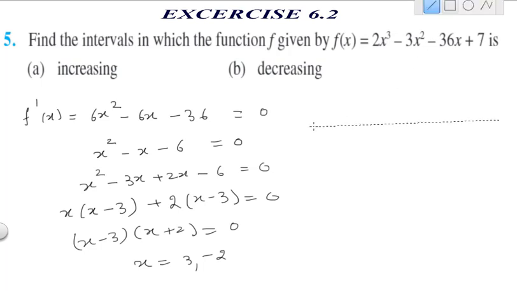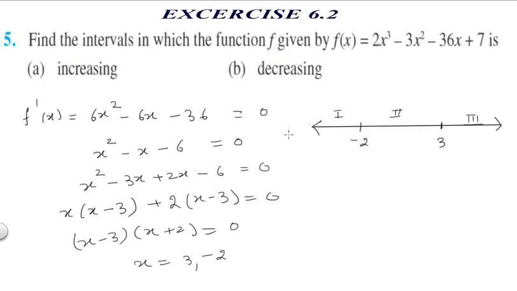On the number line we will represent these. Clear? So suppose this is a number line. So we have to plot minus 2 here and 3 here. Clear? So see, we have divided the number line into 3 parts: first, second and third. We will check less than minus 2. So minus infinity to minus 2.